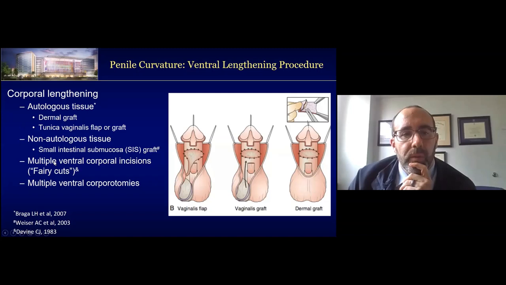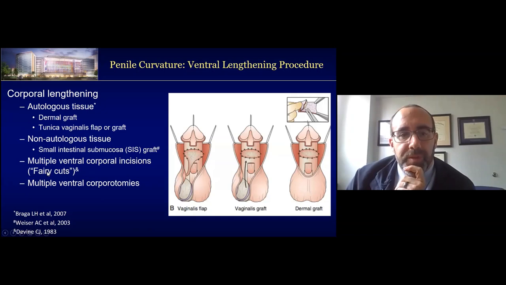You go ahead and patch that opening. On this illustration here, we have a tunica vaginalis flap graft. We also have a dermal graft. These are just some of the autologous tissues that we can use. What you see here, and we'll get into a picture in a minute, is that there's been a cut in the tunica albuginea that creates a gap that needs to be filled. That's the idea behind this approach. You also have non-autologous tissue, this SIS, which you can just get out of the package and use to close it.